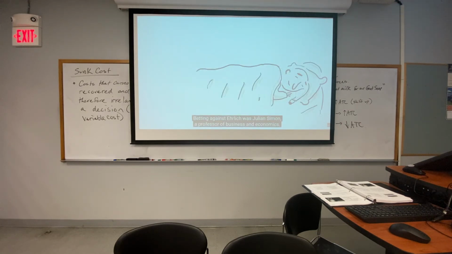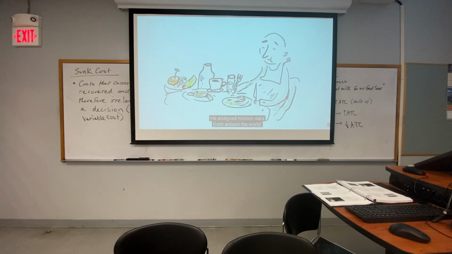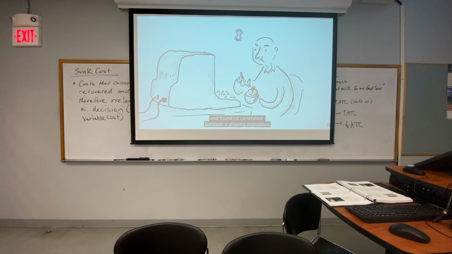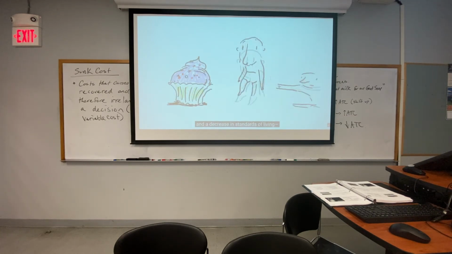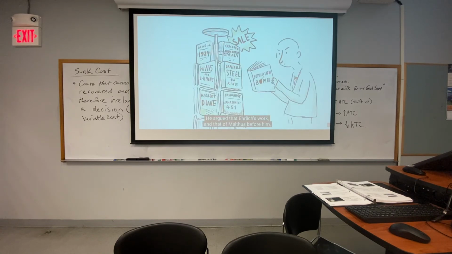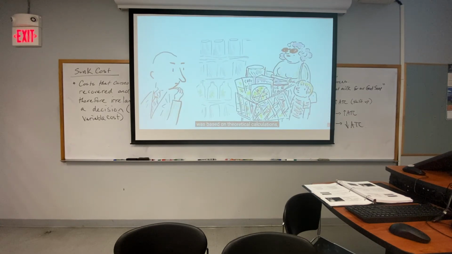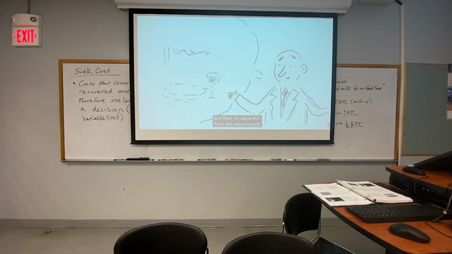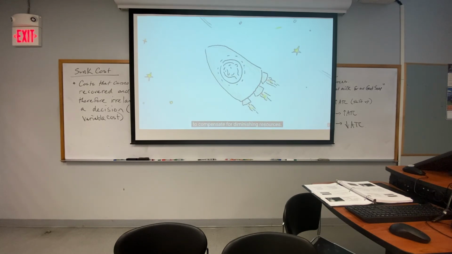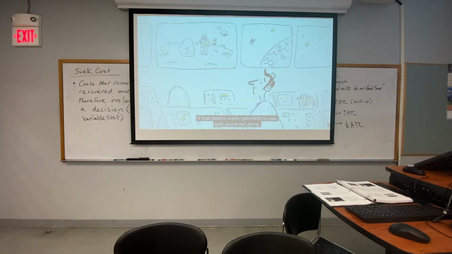Betting against Ehrlich was Julian Simon, a professor of business and economics. He analyzed historic data from around the world and found no correlation between a growing population and a decrease in standards of living. In fact, he found the opposite. He argued that Ehrlich's work, and that of Malthus before him, was based on theoretical calculations, while the real-world data told a different story. But then he departed from the data himself, claiming human ingenuity would always find alternatives to compensate for diminishing resources. If that seems overly optimistic to you, well, you're not alone.